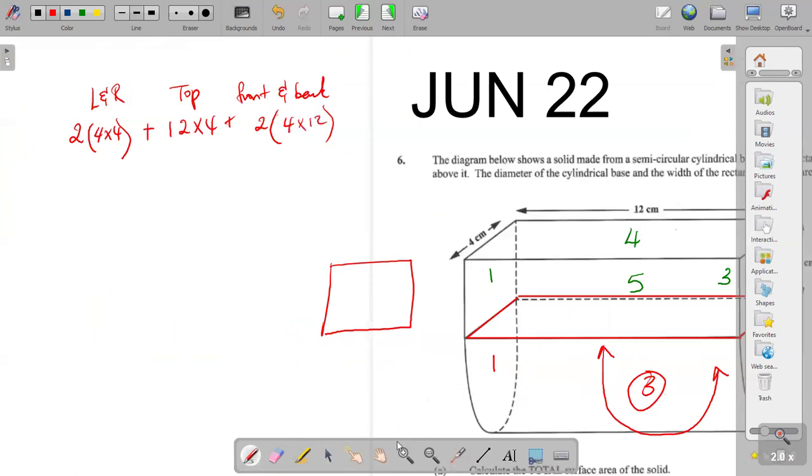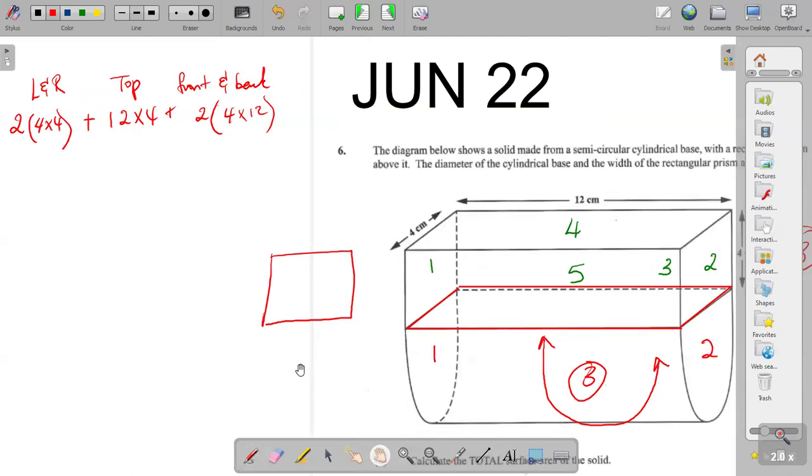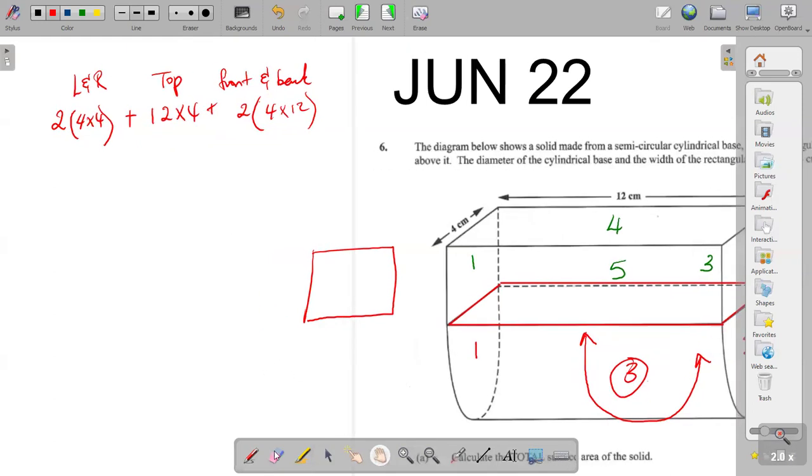All right, so that's the top part. Let's make sure we got 5. That's 2, that's 4, that's 5. If you got it, say got it. So that part is easy.